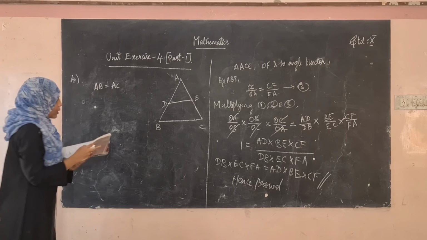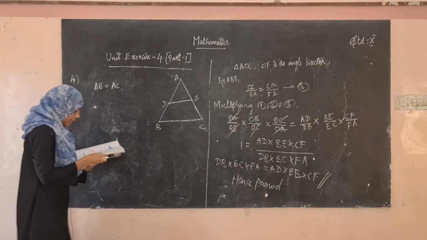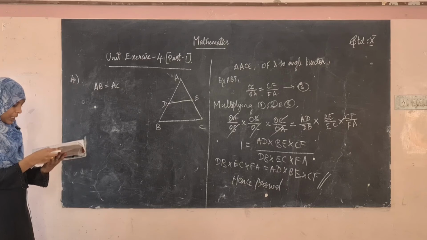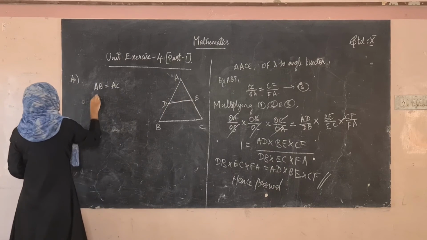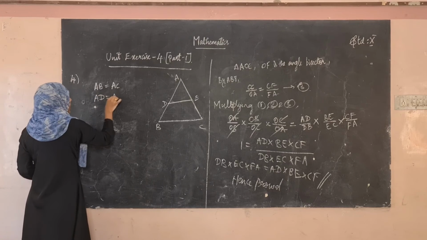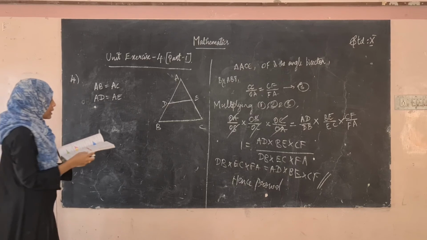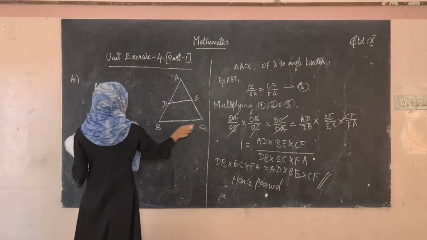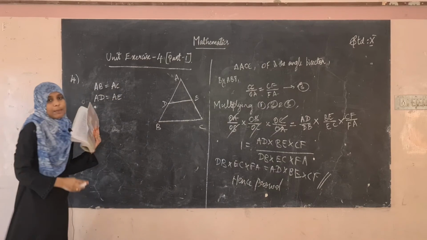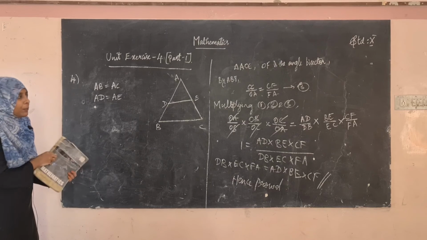Points D and E are points on the side AB and AC respectively, such that, and again the condition is AD is equal to AE. They have given AD is equal to AE. Okay, show that the points B, C, D, E lie on the same circle. That is what we have to do.